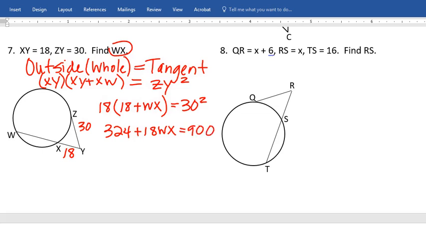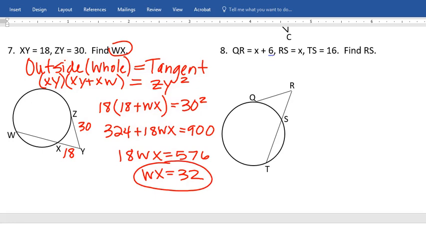Subtract the 324 from both sides. That gives us 576. Sorry, I did that wrong. I'm supposed to put the 576 on the other side of the equal sign, y'all. So I got 18wx equals 576. Divide both sides by 18, so wx is equal to 32. And that was what we were looking for this time.